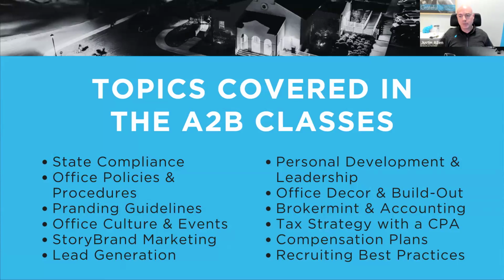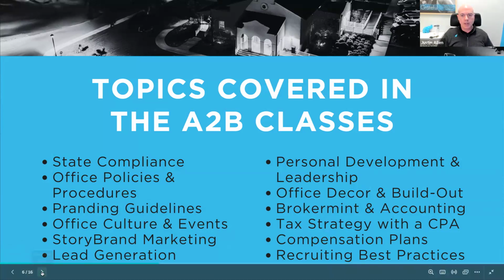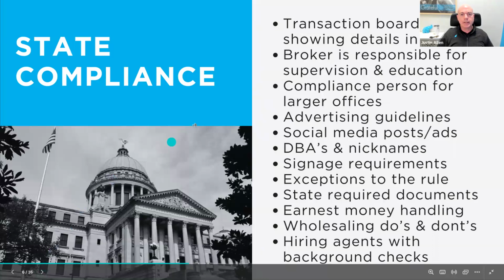Lead generation, personal development and leadership, office decor and build out, Brokermint and accounting. Brokermint is going to be our office management software when it comes to paying out and working with QuickBooks and all that kind of stuff. Tax strategy with a CPA, our compensation plans when it comes to agents, and then the recruiting best practices. Those are our 12 classes that we cover in the agent to broker classes. We'll have more, but those are the 12 that we have so far. So let's look at the first one, state compliance.